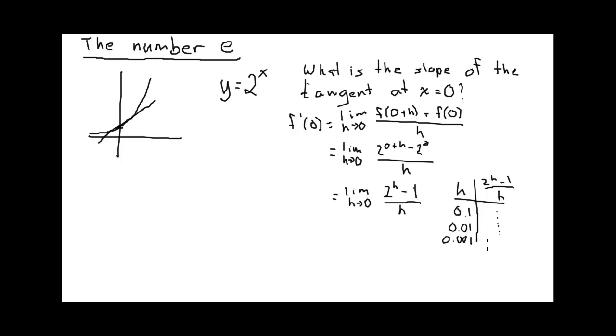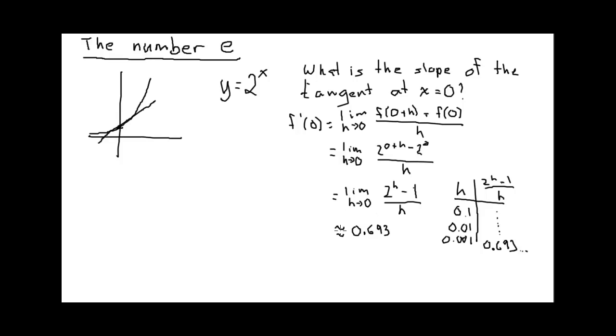This actually approaches 0.693, and it's a repeating decimal which approaches, but to 3 decimal places it's approximately equal to 0.693. So the slope of the tangent to y equals 2 to the x at x equals 0 is 0.693. Okay, that's nice. It's actually going to be nice if we could find the exponential which has a slope of the tangent of 1.